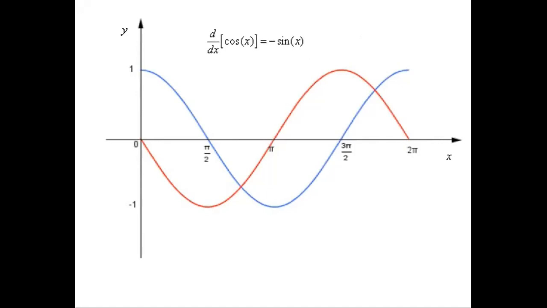Pretty cool. Okay, so now that we know what the derivative of sine and cosine is, we can find the derivative of other trigonometric functions. Let's find the derivative of tangent. Find the derivative of f of x equals tangent of x.